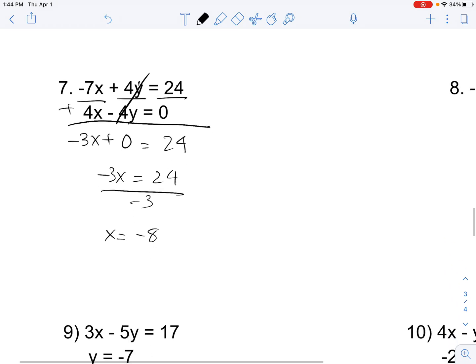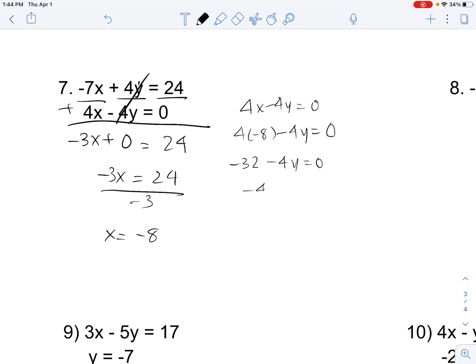Now, because it's asking for a point of solution, what you have to do is put the x value back into the equation. So 4x minus 4y is equal to 0. If x is equal to negative 8, then negative 8 times 4 is what it's going to be. Negative 8 times 4 is negative 32, minus 4y is equal to 0. Move negative 32 to the other side by adding 32 on both sides, which would give you positive 32 on the other side. Divide by negative 4 on both sides, and then you get negative 8. So our answer is negative 8, comma negative 8.